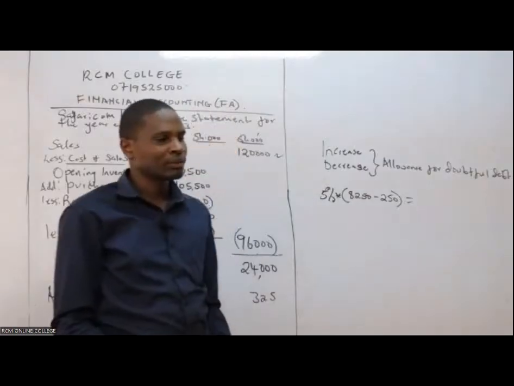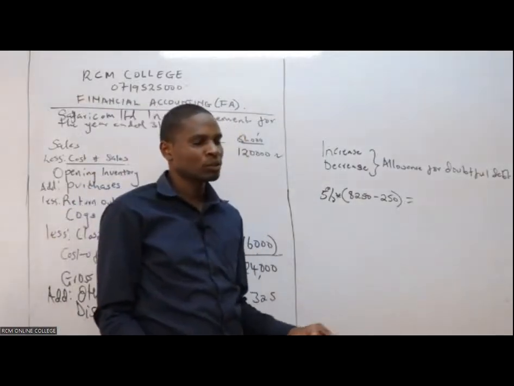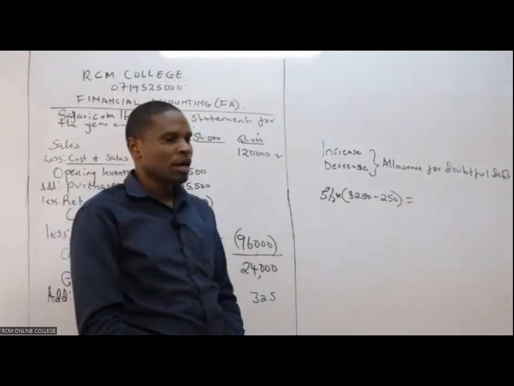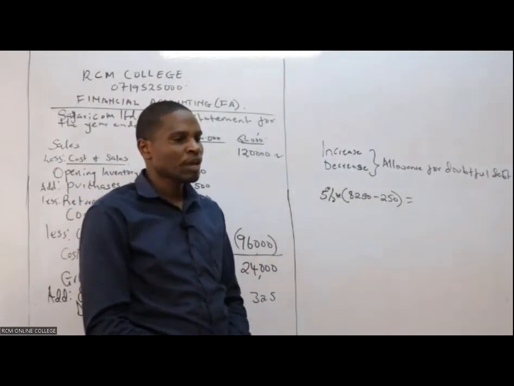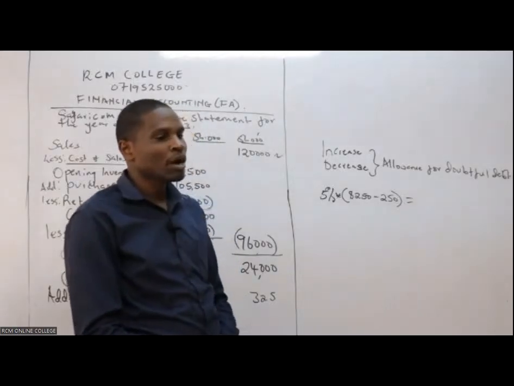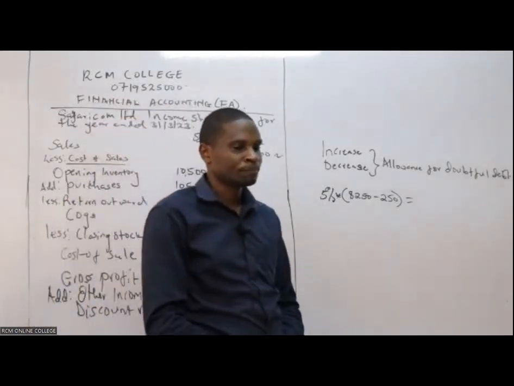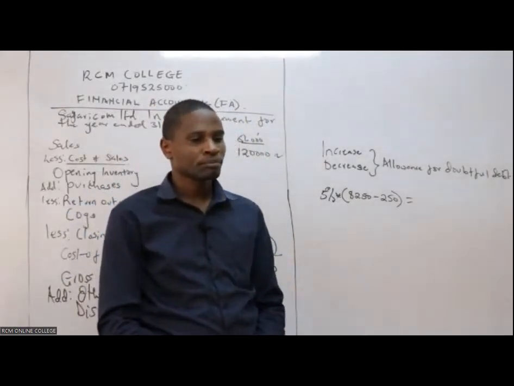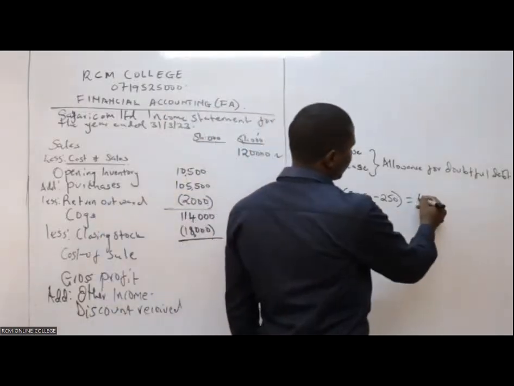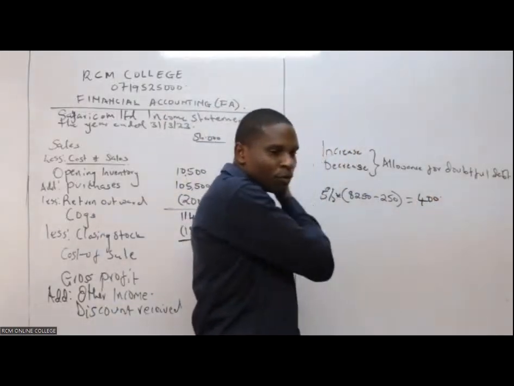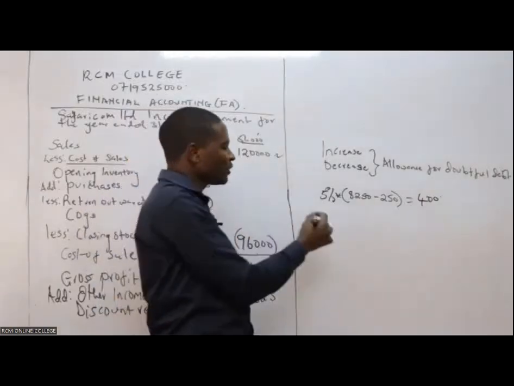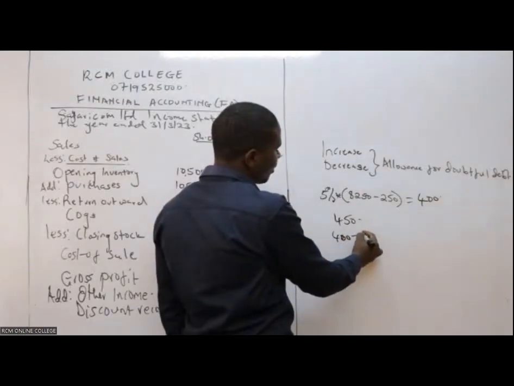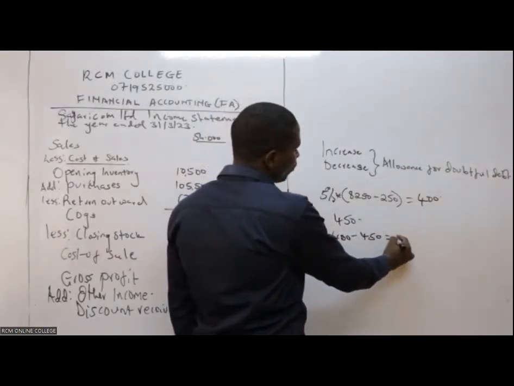What was allowed? 5% of 8,000. It was allowed, that was the provision. The provision was given for 50 and then the allowance was 5%. So can you give me 5% of 8,000? 400. And the provision was for 450. So it will be 400 minus 450, which will give you minus 50.